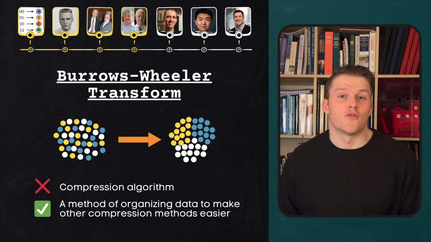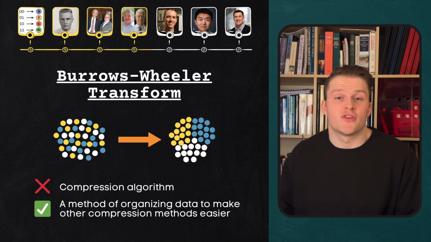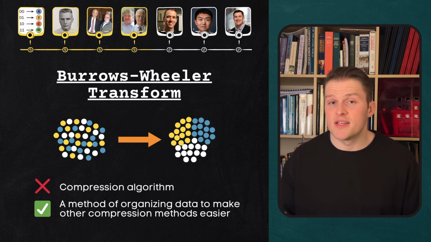In 1994, two computer scientists at Digital Equipment Corporation, Michael Burrows and David Wheeler, developed a transformation that would revolutionize both data compression and genomics. The Burrows-Wheeler transform, or BWT, isn't actually a compression algorithm itself. Instead, it's a clever rearrangement of data that makes compression dramatically more effective, and it achieves this using a surprisingly simple process based on sorting.